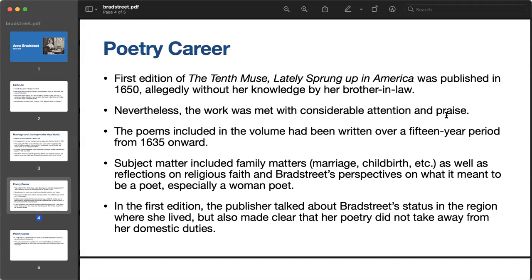And as I said, in the first edition, the publisher really laid out for readers that Bradstreet was well respected in the region where she lived, that while she may be a new voice among the literary scene of England, she was someone who was respected greatly in America. The publisher felt that he had to make it clear that her poetry did not take away from her domestic duties, but she was able to do both. The fact that she was writing and publishing poetry did not mean she was neglecting her husband or her children.